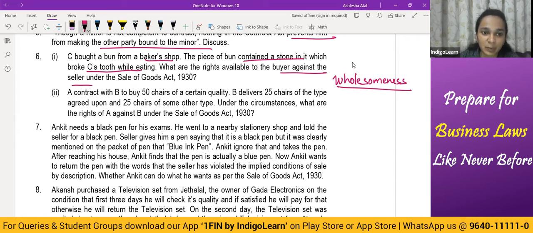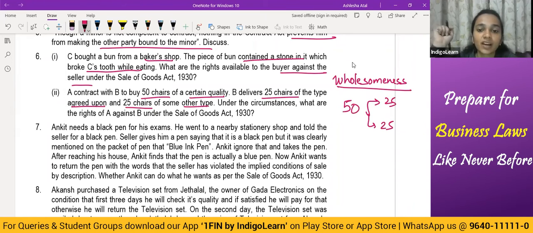Moving on to the next part. A contracts with B to buy 50 chairs of certain quality. B delivers 25 chairs of the type agreed upon and 25 chairs of some other type. So the contract is with respect to 50 chairs, out of which B has delivered 25 chairs of the same type which has been agreed upon. However, the remaining 25 chairs are of a different quality. Under the circumstances, what are the rights which A has against B under the Sale of Goods Act?